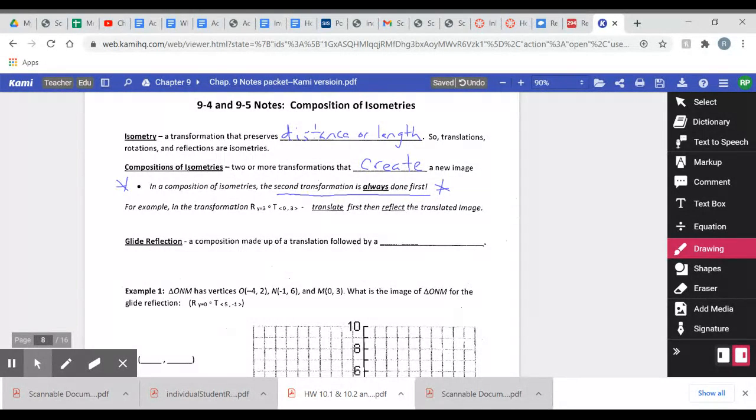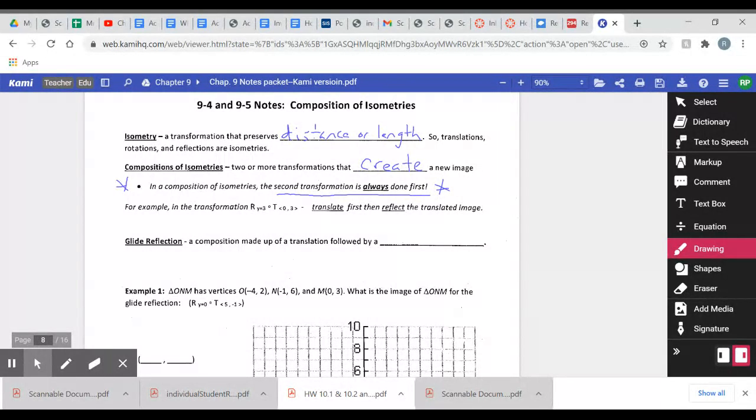Okay, so for example, right underneath here, in the transformation, remember the capital R stands for reflection. Y equals 3 is the line you're reflecting that figure about, which, think about if that's a horizontal or vertical line. That's a big thing we're practicing right now. And Y equals 3 is a horizontal line because that line goes through the y-axis at 3.